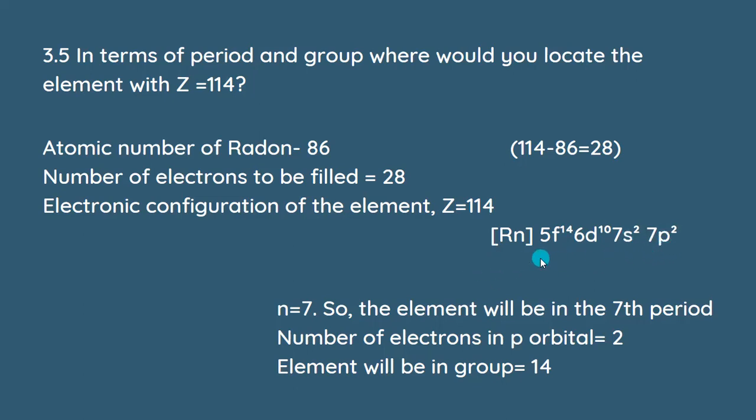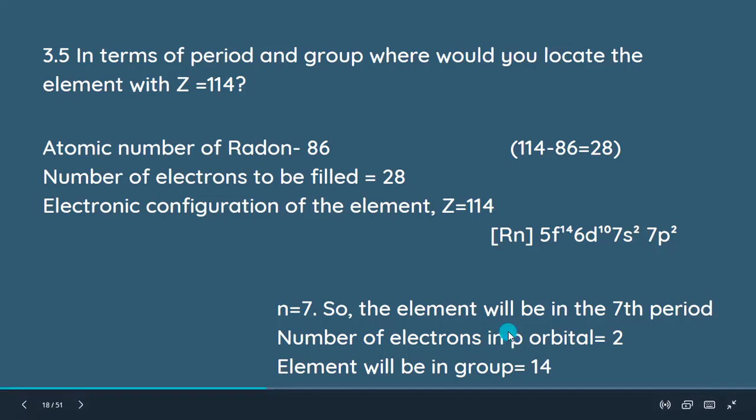This is with respect to their order in terms of increasing principal quantum numbers, but you can just write it as 7s2, 5f14, 6d10, and 7p2. So n equals 7, so the element will be in the seventh period. And since there are 2 electrons in the p orbital, the element will be in group 14.